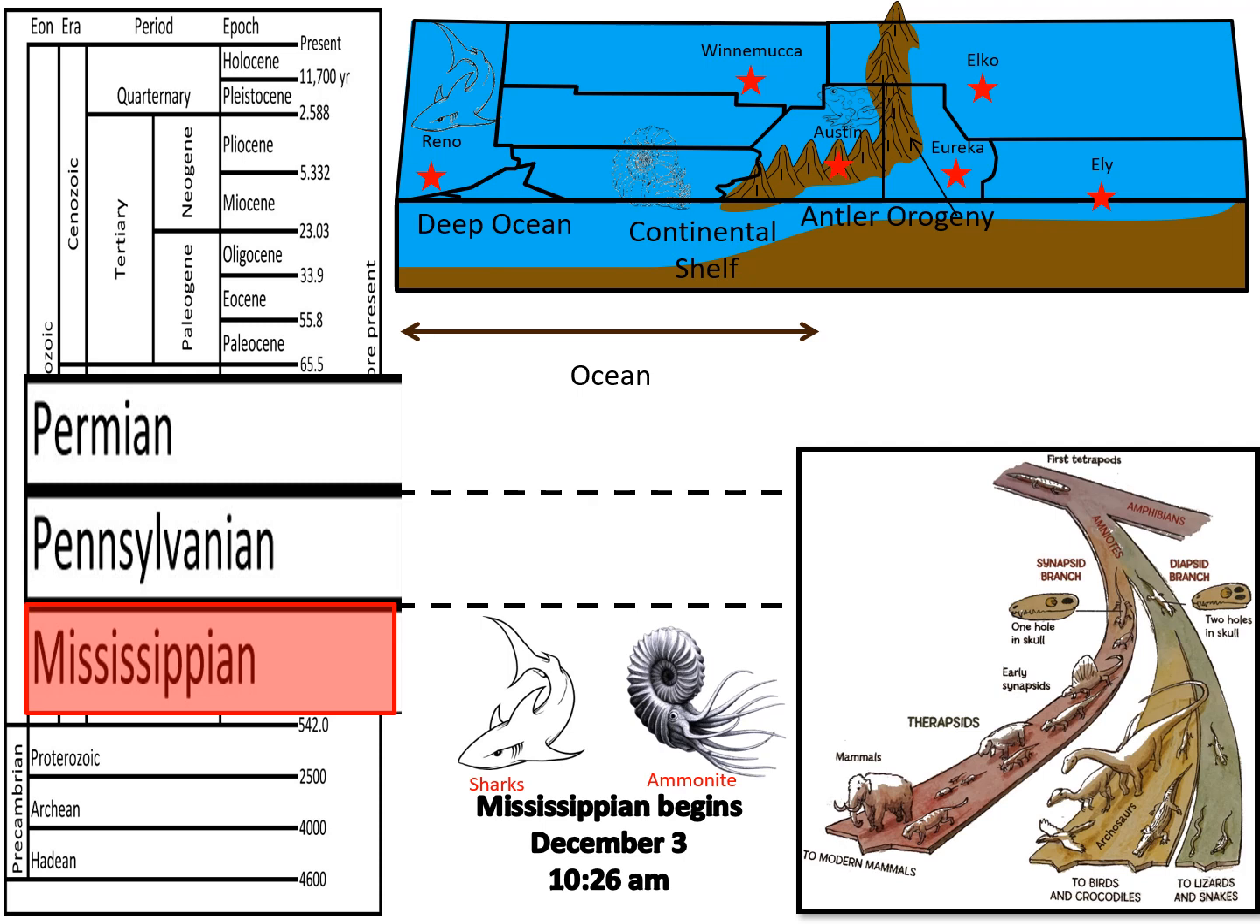It is now December 3rd at 10:26 a.m. and we are at the beginning of the Mississippian. The Mississippian climate was wet and warm. Partially on land, amphibians were diversifying, some becoming very large, measuring up to 6.5 feet long.